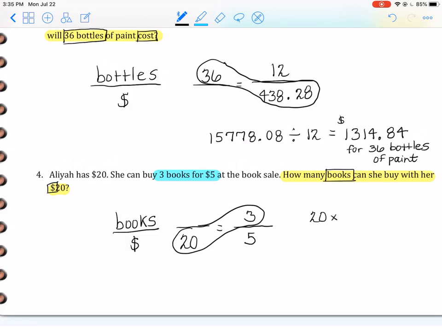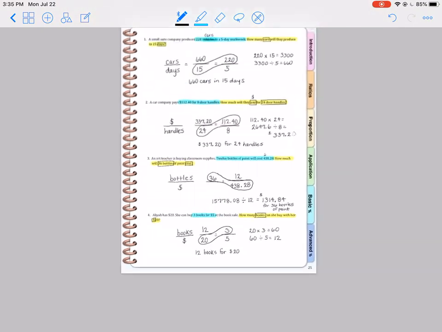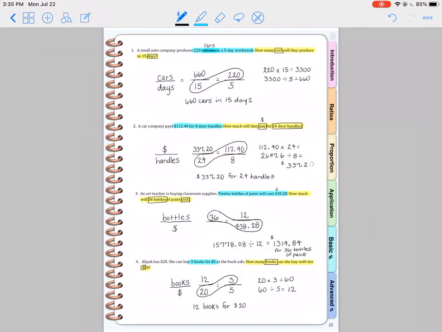And so here's the multiplying. 20 times 3 is 60. And 60 divided by 5 is 12. So she can buy 12 books for $20. We are solving proportions.